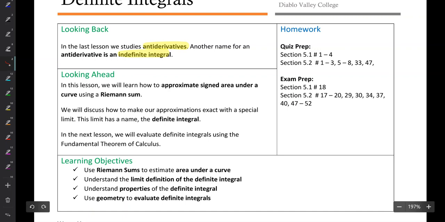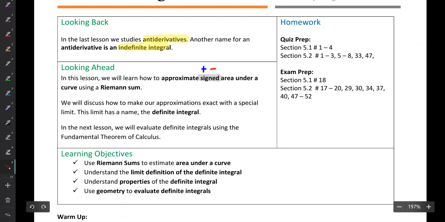In today's lesson, we're going to deviate from this discussion a little bit. We're going to be talking about how to approximate signed areas under curves. And by a signed area, we mean an area that could be either positive or negative. And we'll talk about why we might want to have negative area. And we're going to formalize our discussion of this approximation using Riemann sums. We're then going to discuss how to make our approximations exact with a special kind of limit. And that limit is going to be called the definite integral.